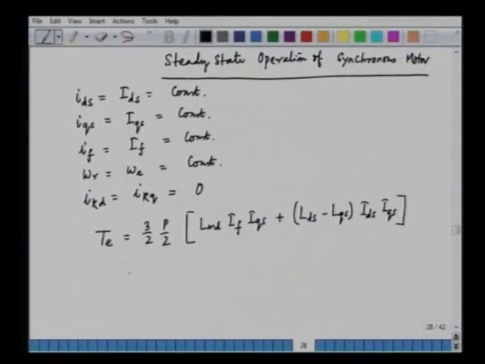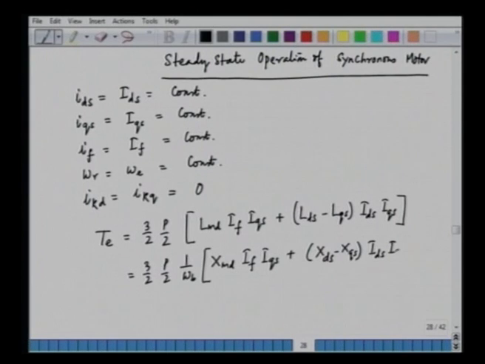So, we can also say that this is equal to 3 by 2 into P by 2 into 1 by omega b, where omega b is the base frequency in radian per second, into XMD IF IQS plus XDS minus XQS into IDS and IQS. Now, this torque expression does not have any damper winding currents, because the damper winding currents are equal to 0, and this expression has got two distinct parts.